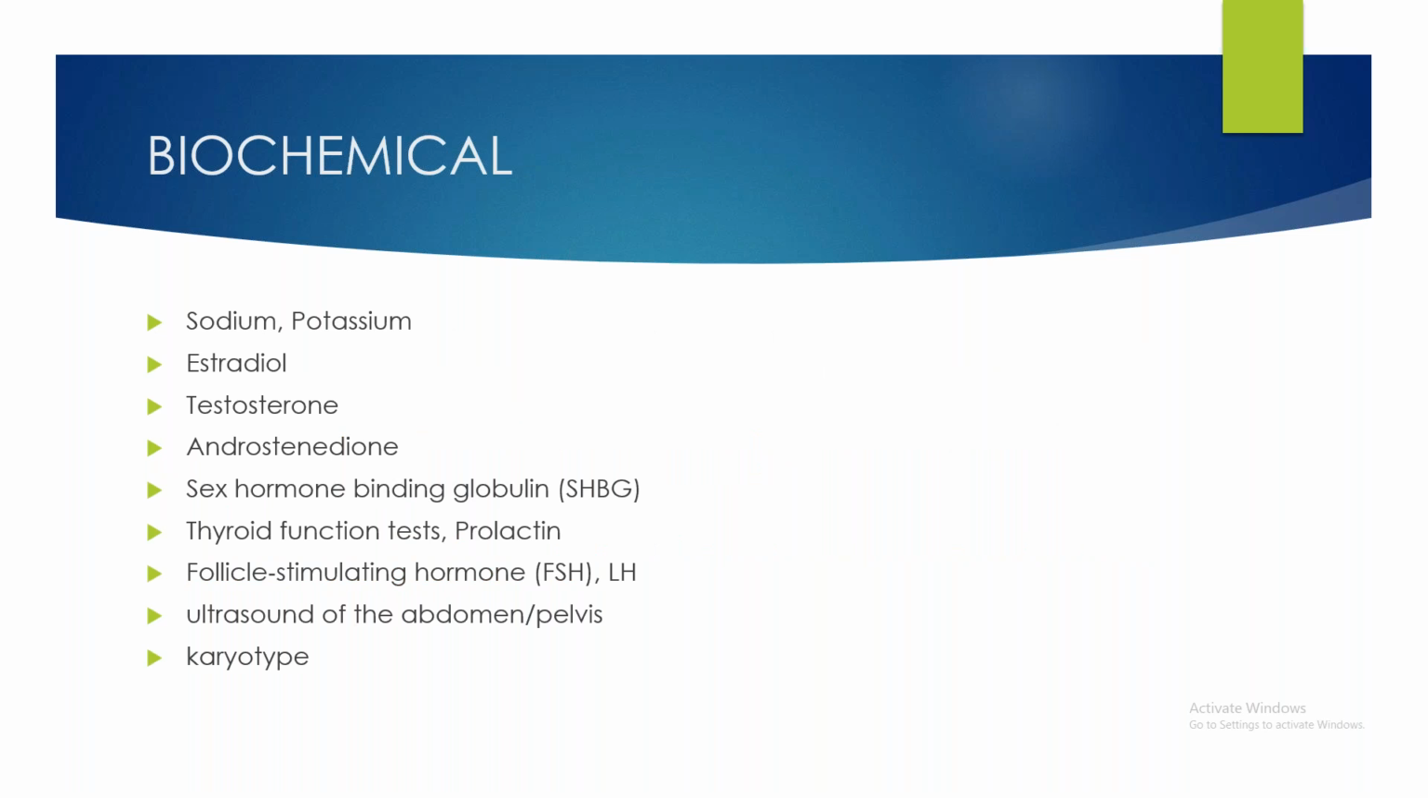So what are the investigations you are going to do? Again, the same electrolytes, that is sodium, potassium. Then all the female hormone levels you have to see, that is estradiol, testosterone, androstenedione, SHBG, thyroid function test, prolactin, FSH, and ultrasound of abdomen and pelvis. And if ultrasound doesn't confirm the presence of uterus, then you have to do the karyotype.